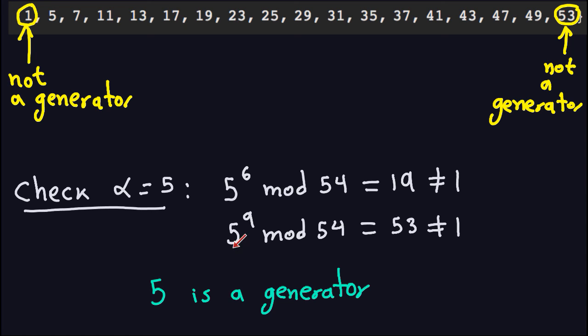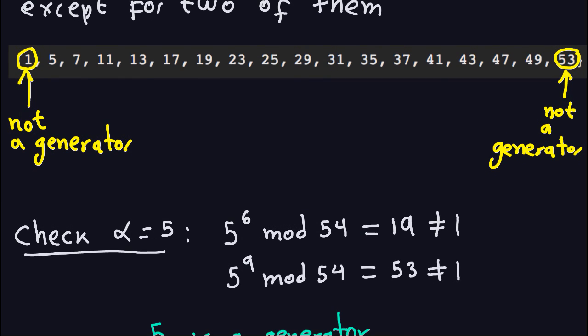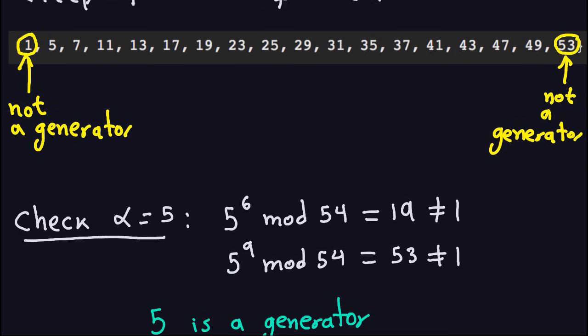I do 5 to the 9th power, because 9 is the other exponent, modulo 54. That gives me 53, and that is not 1. If this happens for all the exponents you have, in this case we only have 2 exponents, 6 and 9, because we only have 2 prime divisors. If you have more, then you of course have to do more of this. If it's never 1, that means that element is a generator. So 5 is a generator in this case. Knowing that 5 is a generator, I go to the next one and check if it is a generator or not. So let's check the next one.